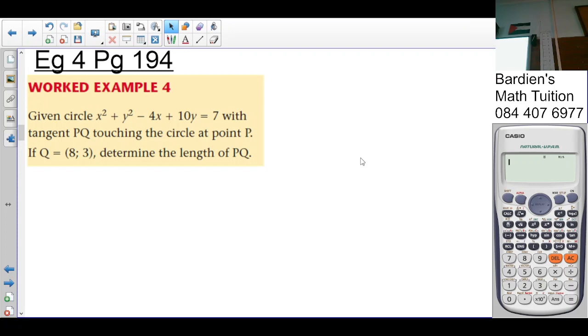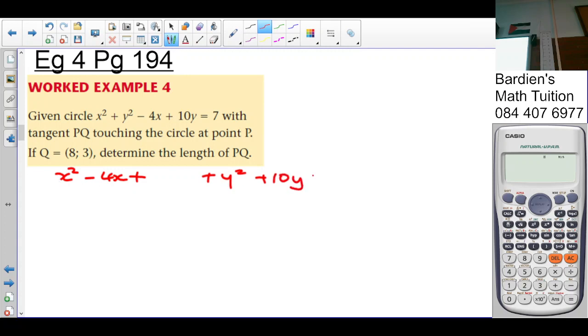Alright, what do we have? x squared minus 4x plus y squared plus 10y is equal to 7. You all agree with that? First get it in the form so that we can complete the square. What number gets added here to complete the square? The same number is added on the other side. And what is the number here?